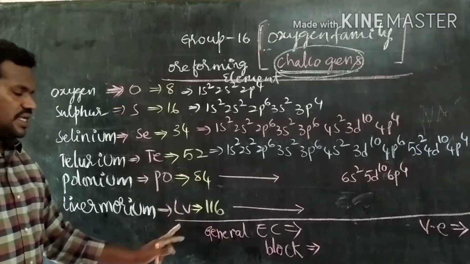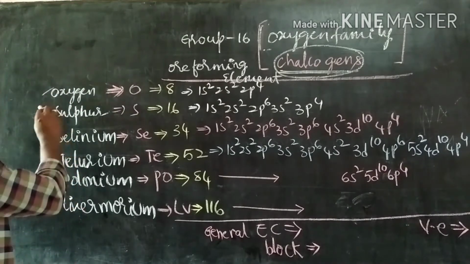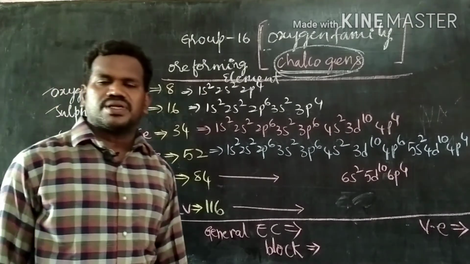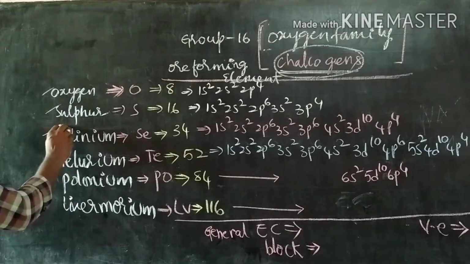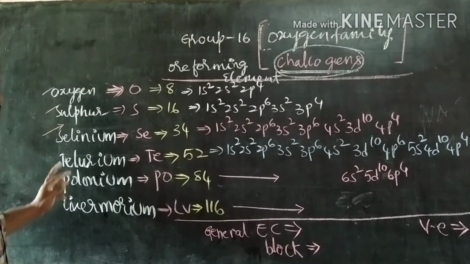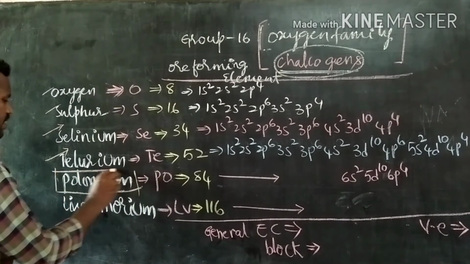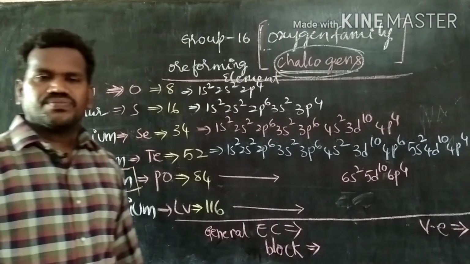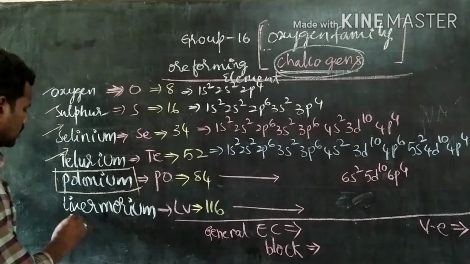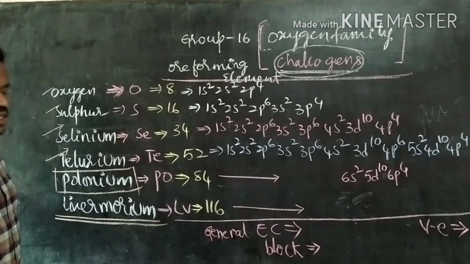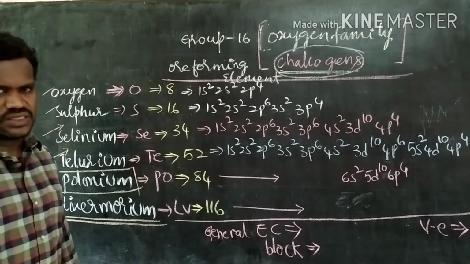Now let us come to the elements of this group: oxygen O, sulfur S, selenium Se, tellurium Te, polonium Po, livermorium Lv. We already know about oxygen; without oxygen we can't breathe. Sulfur is mainly used in the preparation of matchboxes and firecrackers. Selenium is used in the preparation of watches. Tellurium is used in nuclear reactors. Polonium was famously discovered by Madame Curie, who named it after her motherland, Poland. The last one, livermorium, was named after Livermore in the USA.